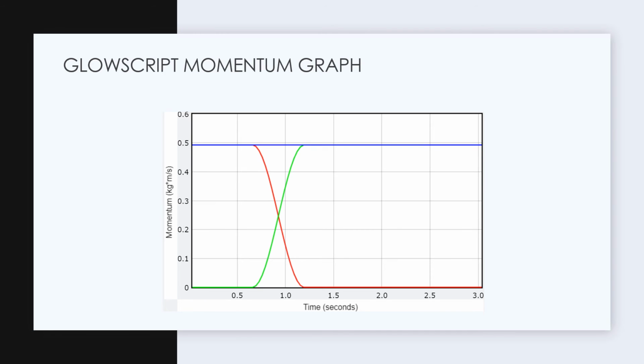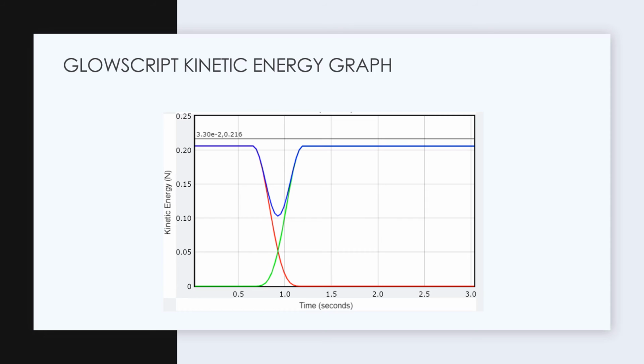Viewing the momentum graph created through GlowScript, the momentum of the first ball is shown in red, the one of the second is shown in green, and the total momentum is shown in blue. As discussed in the beginning, the first ball begins with all the momentum in the system, and at the end, the second mass has the entirety of the momentum in the system. Additionally, we can see that the momentum remains the same throughout the collision. In a similar fashion, the kinetic energy is the same before and after the collision, with the first mass having all the kinetic energy in the beginning and the second mass having all the energy at the end.